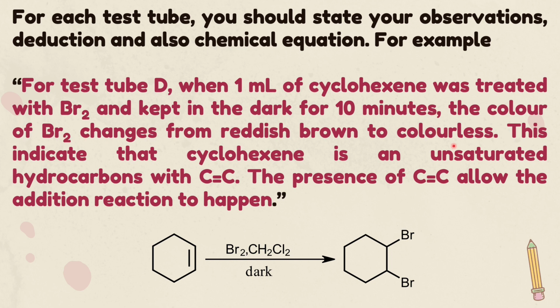Yang ini saya state observation. Dan kalau awak tengok sekali, saya macam summarizekan prosedur tu. Saya beritahu exact amount of time yang saya gunakan. Berapa je value yang volume of solution yang saya gunakan. Okay, now yang ni kita punya observation kan, reddish brown to colorless. Now kita statekan kita punya deduction pula. So this indicate that cyclohexane is an unsaturated hydrocarbon with carbon double bond carbon.